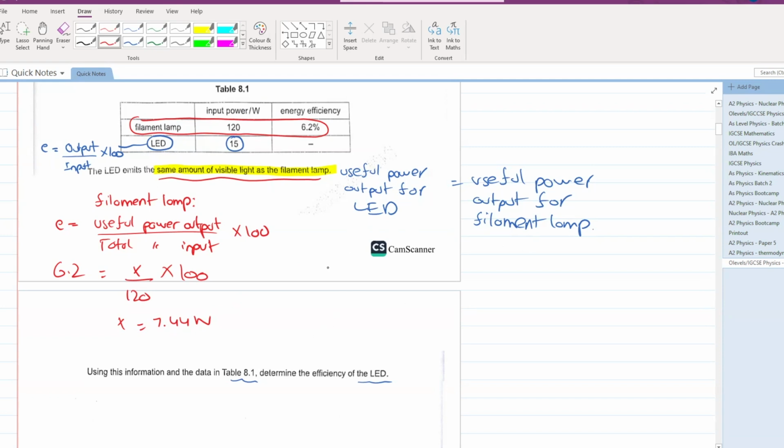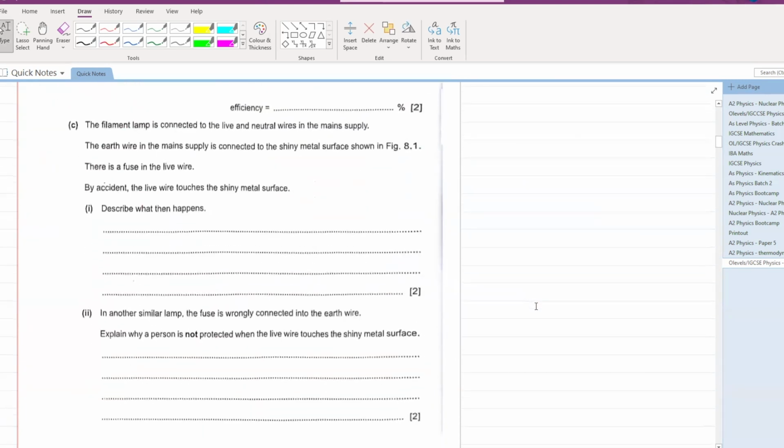Now let's write down the heading of LED. For the LED, you have to calculate the efficiency. Efficiency is equal to what? Same formula, useful power output. Useful power output will remain the same because both the things are emitting the same brightness. What is the power input? 15. So 7.44 divided by 15, multiplied by 100. This comes out to be 50% as your answer. Simple. Let's further move ahead.